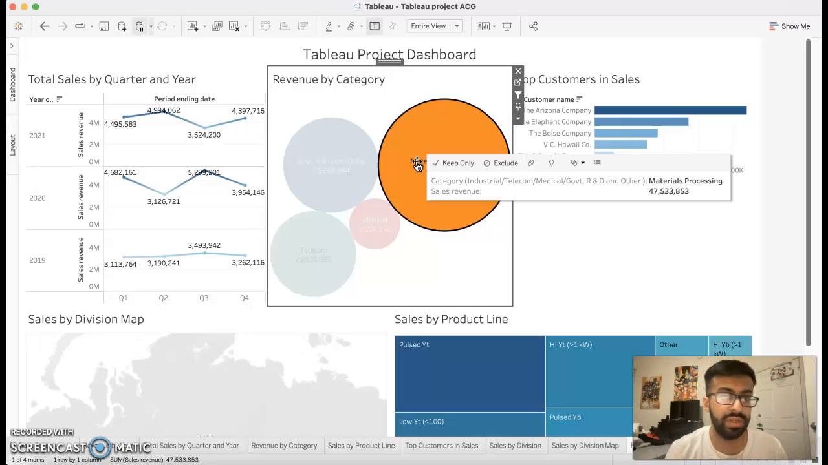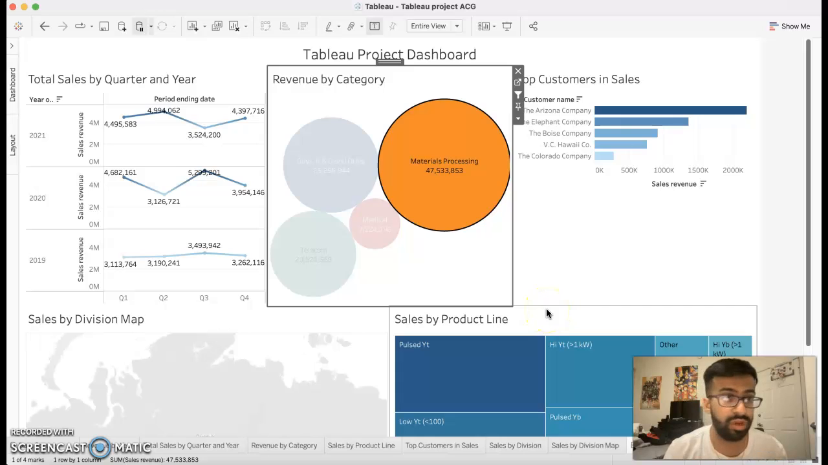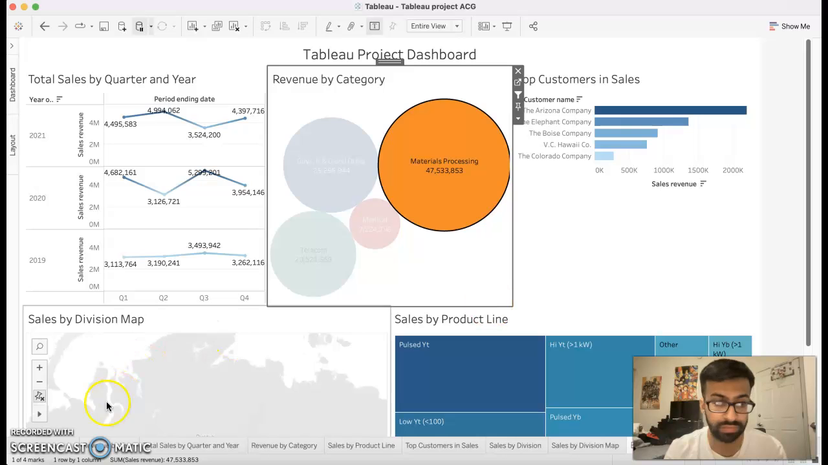So if you wanted to look at materials and processing, and you see how it went from 4,994,062 all the way down to 3,524,200 in 2021, you would be like, oh, look what happened here, we need to make an adjustment and think of something.